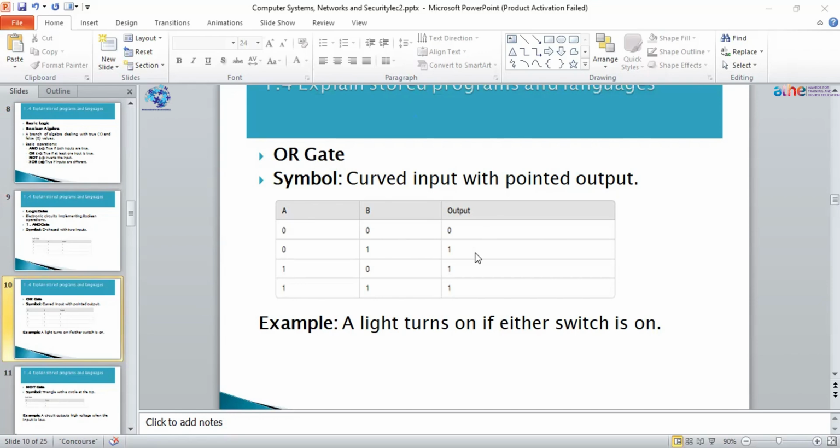False plus true, true. True plus false, then the answer is going to be true. Then at the end, both are true, so the answer is true. Like a light will turn on if either of your switches is on. If your switches are off, the light will turn off. Okay, we are going to move forward.